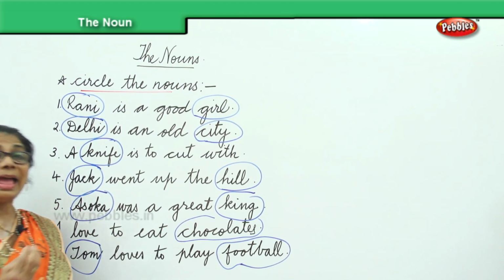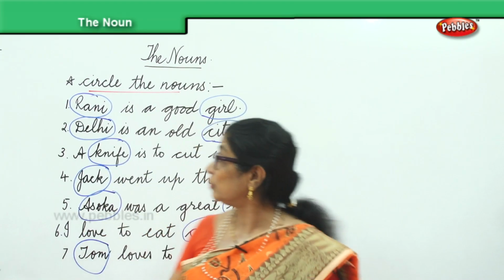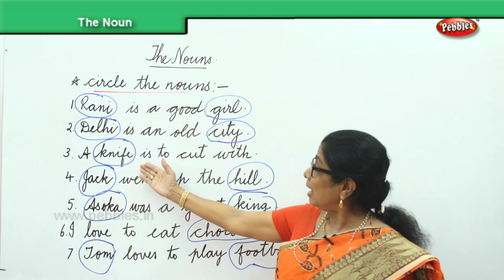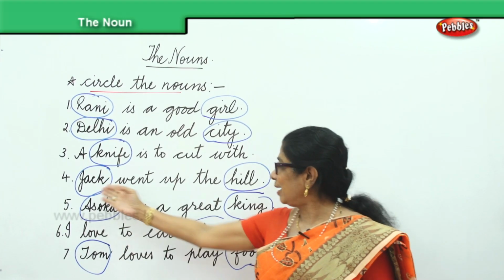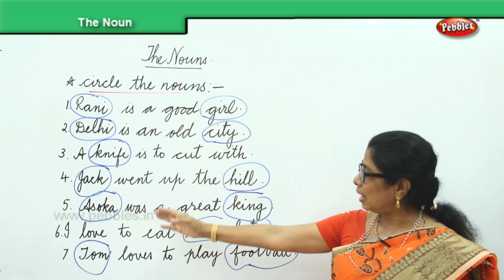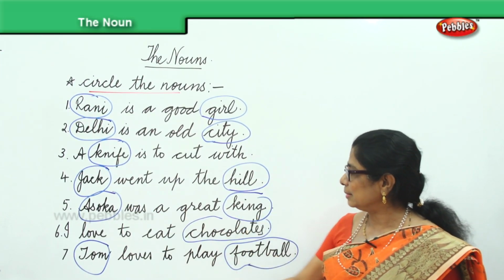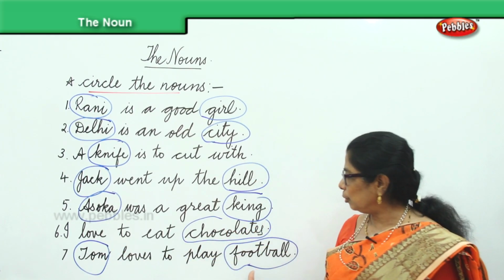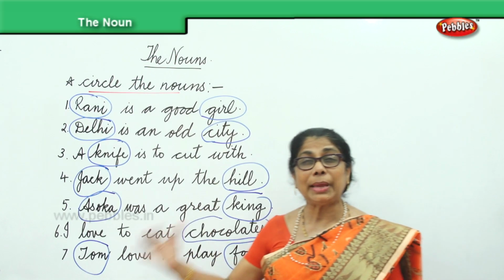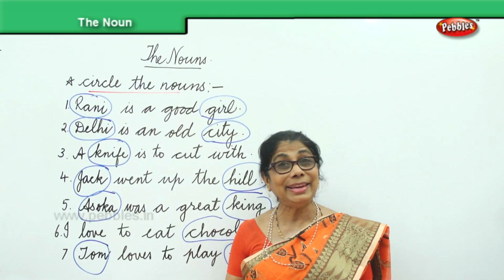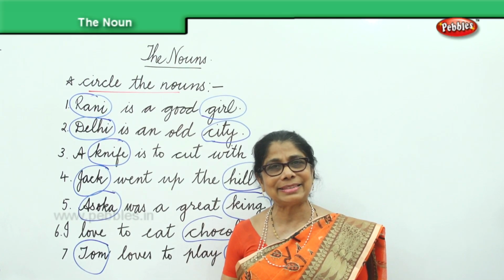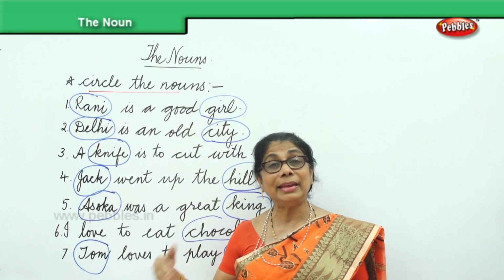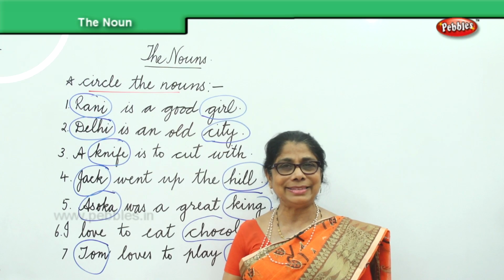Rani and girl, both are nouns. Delhi and city, both are nouns. Knife is a noun. Jack and hill are nouns. Ashoka, king is noun. Chocolates, noun. Tom and football. We are only picking at random any noun that is there in the sentence. Now, you are very good. You have learned to identify nouns in any sentence.